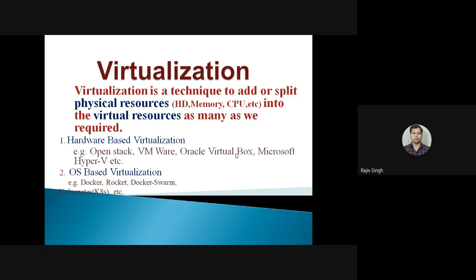So what are the physical resources? Physical resources are nothing but the physical form of your system: the hard disk, memory, CPU, and the system NIC card. These are the physical resources. If you have a large amount of physical resources in your server, then you can virtualize this. You can split it into multiple virtual resources as per your requirement. So this is known as virtualization.